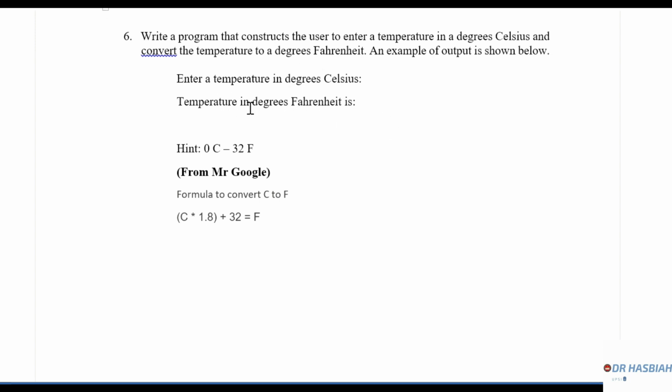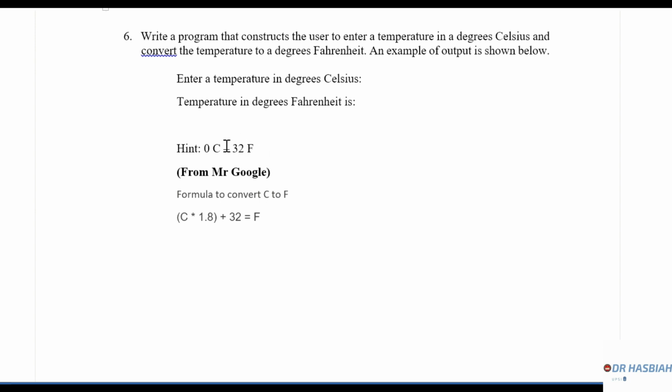What we have to do is enter a temperature in degrees Celsius. Meaning this is the text that appears, so we can enter any number in degrees Celsius, then the program will convert to degrees Fahrenheit. So the temperature in degrees Fahrenheit is what? Okay, so we have the hint there. This is the hint that I give to the student in the question. Hint: 0 degrees Celsius equals 32 degrees Fahrenheit.